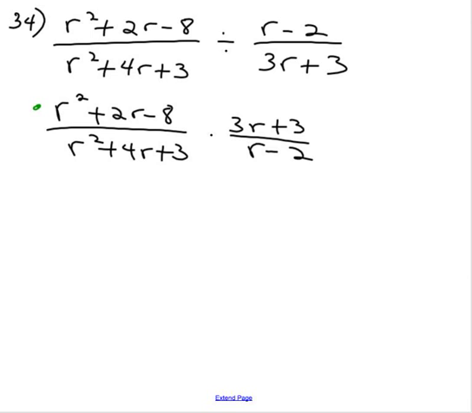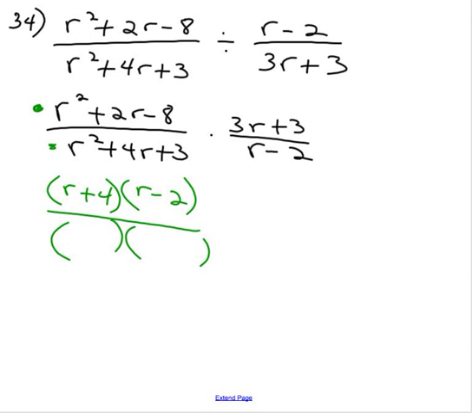My numerator, right there, is it factorable? Can I break it into parentheses? Well, is there a number I can multiply to get -8 and add to get +2? Well, sure. R plus 4, R minus 2. I look at my denominator, this one. R squared plus 4R plus 3, is that factorable? Numbers I can multiply to get 3 and add to get 4. R plus 1 times the quantity R plus 3.